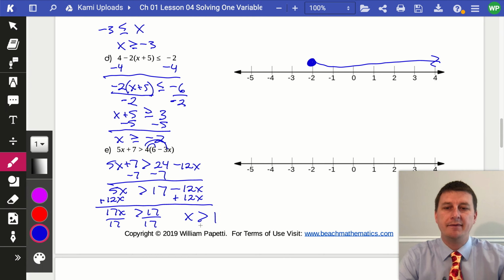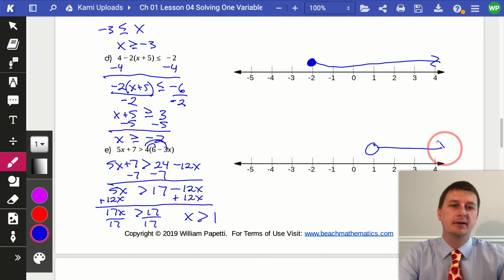So now I'm going to graph this on the number line. Again, if it's just greater than, it's not including. So I'm going to put an open circle at 1. And the greater than direction is to the right. So I'm going to draw an arrow pointing to the right of that open circle.